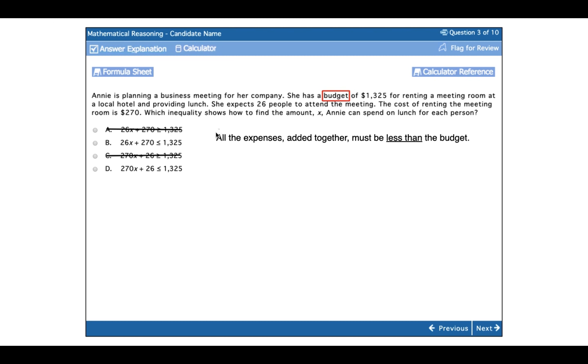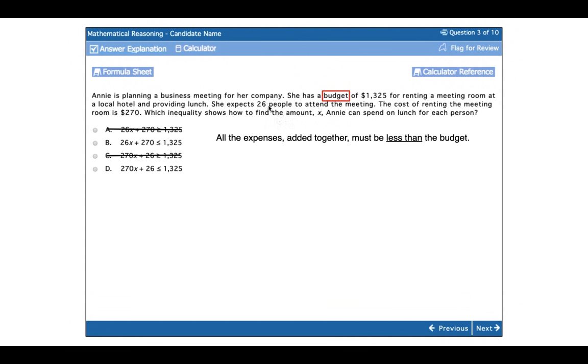Because one of these is going to change based on how many people show up, right? Is it going to be the amount of the room? Is that going to change based on how many people show up? Or is it going to change based on the number of people, how much she can spend on lunch for each person? Does that have anything to do with the cost of the room? No, the room is just $270. That's not going to change no matter if there's 5 people or 10 people or a million people. It's got to be a really big room, I guess.